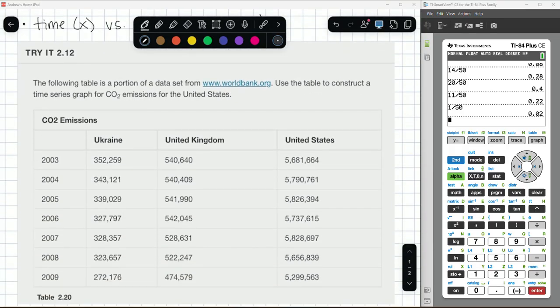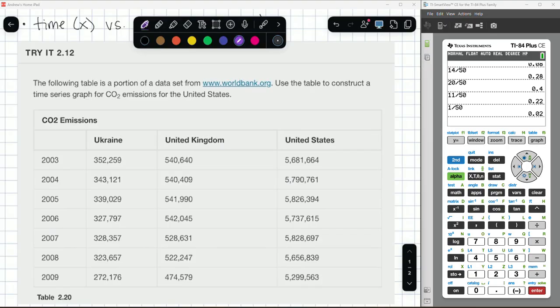So we have a table that is a portion of a data set from worldbank.org. Use the table to construct a time series graph for carbon dioxide emissions for the United States. And I can see that this chunk of the table has data for years 2003 to 2009, and then carbon dioxide emissions for Ukraine, the United Kingdom, and the United States. So I need to plot this on a time series graph.